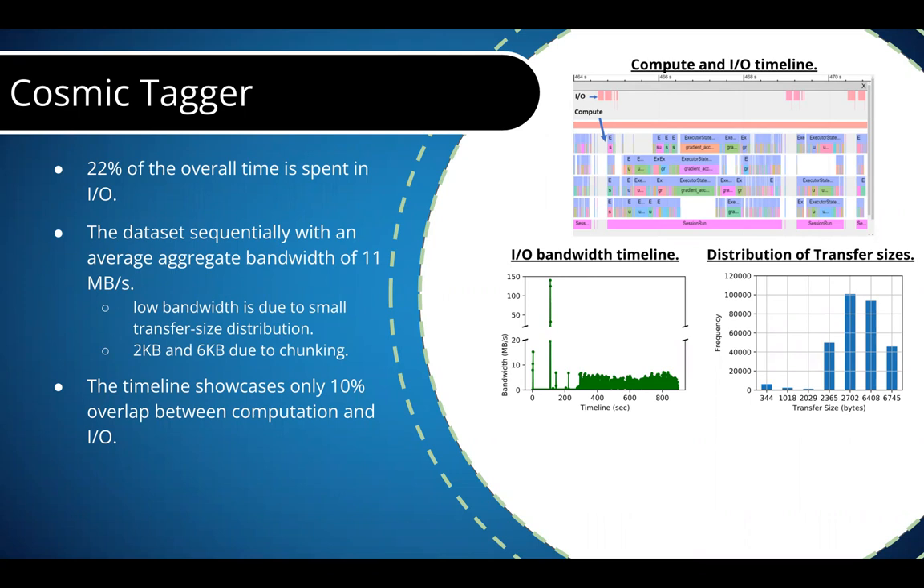the IO was inefficient. As shown in the timeline on top, overall only about 10% of the IO was overlapped behind model computation, which is kind of important for any of these AI applications, because computations run on separate resources. So you generally want good overlap between your IO and computation.